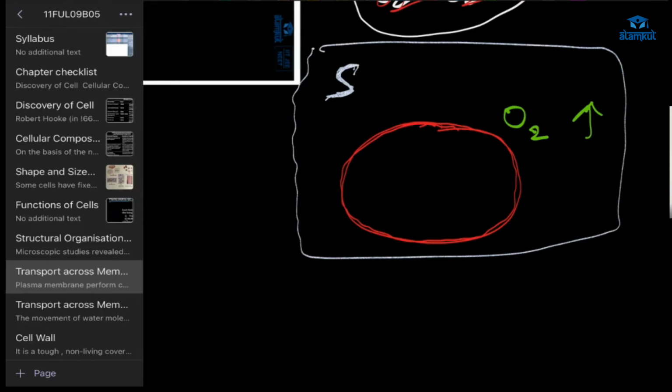Now what happens? Diffusion occurs. What is diffusion? Movement of substance from high concentration to lower concentration. Because inside the cell there is low concentration of oxygen, the oxygen moves in. This is how the transport in the cell occurs through the plasma membrane.